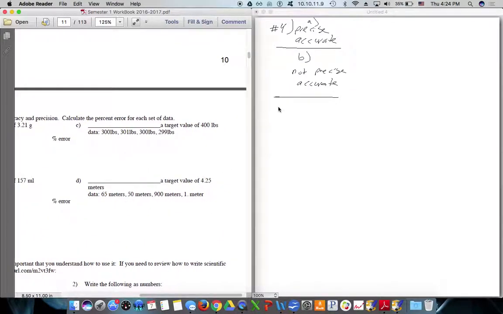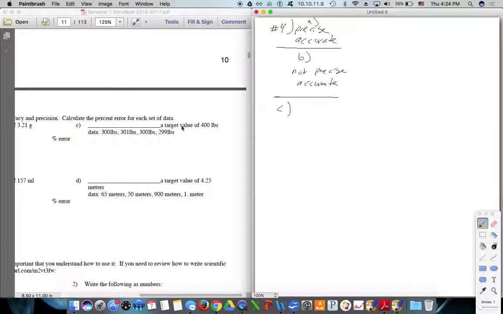Letter C, we have 300, or wait, yeah, 301, 301, 300, 299. So all these are precise because they're all very close to each other. The target value is 400, not accurate.